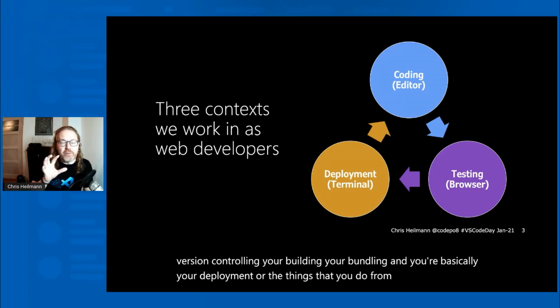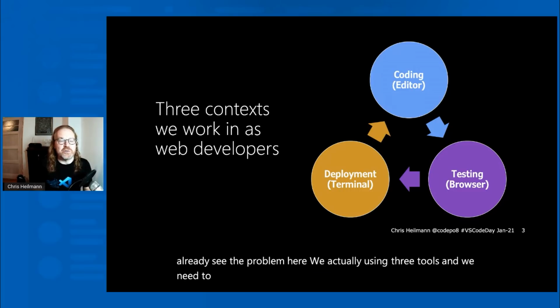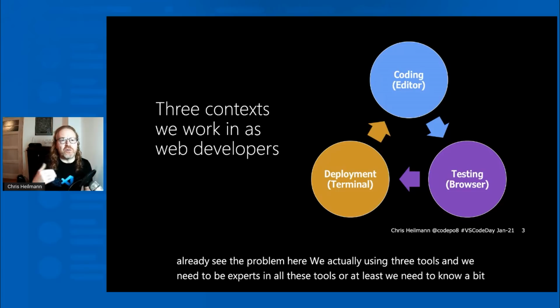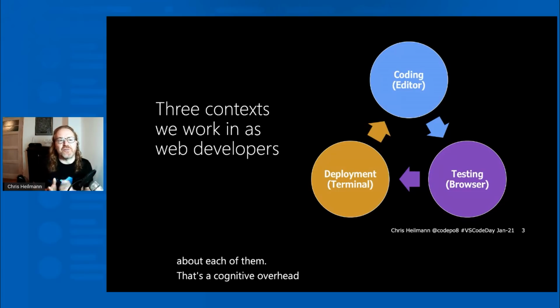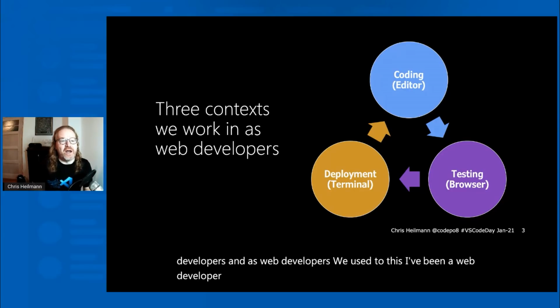You might already see the problem here. We're actually using three tools, and we need to be experts in all these tools, or at least we need to know a bit about each of them. That's a cognitive overhead that I think makes us less effective as developers. And as web developers, we're used to this. I've been a web developer for 25 years, and I never had one thing that did it all. And if it was one thing, it did horrible things to the web.